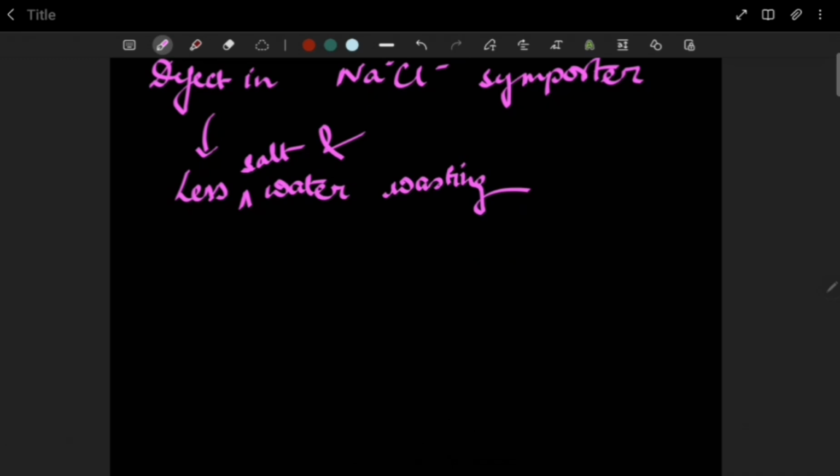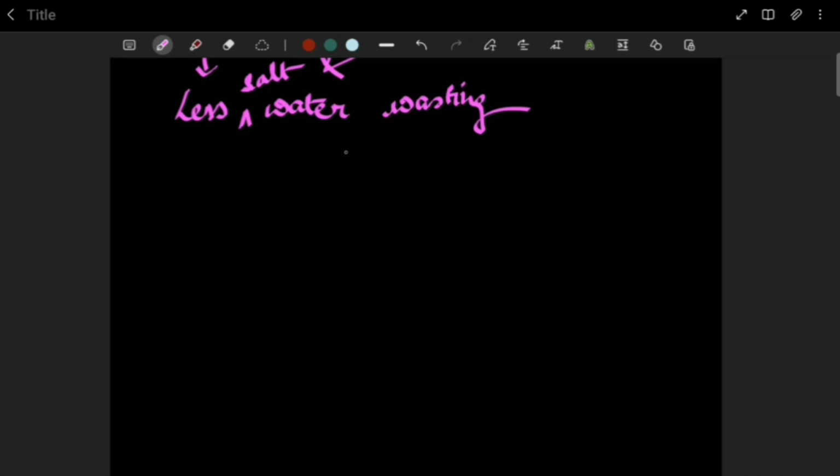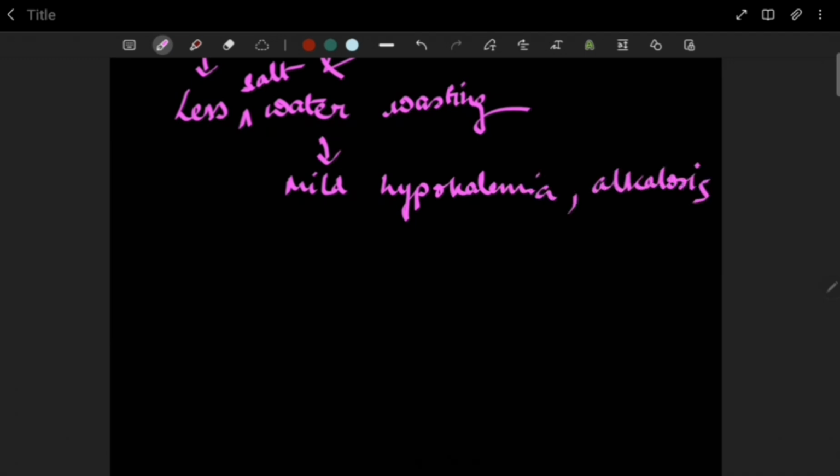So this less salt and water wasting will lead to mild hypokalemia and mild alkalosis, you can say, and polyuria. And one change here is the hypomagnesemia.